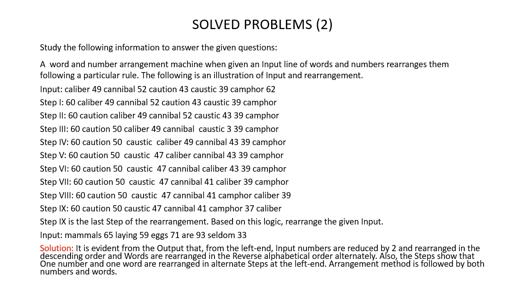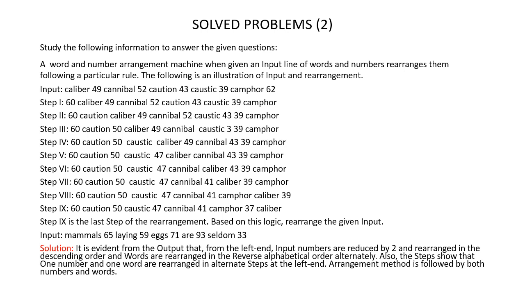Now, as you can see, the input numbers are reduced by 2 to get the output numbers. So 62 is reduced by 2 to get 60. 39 is reduced by 2 to get 37. 43 is reduced by 2 to get 41, and so on. So the input numbers are reduced by 2 to get the output numbers.